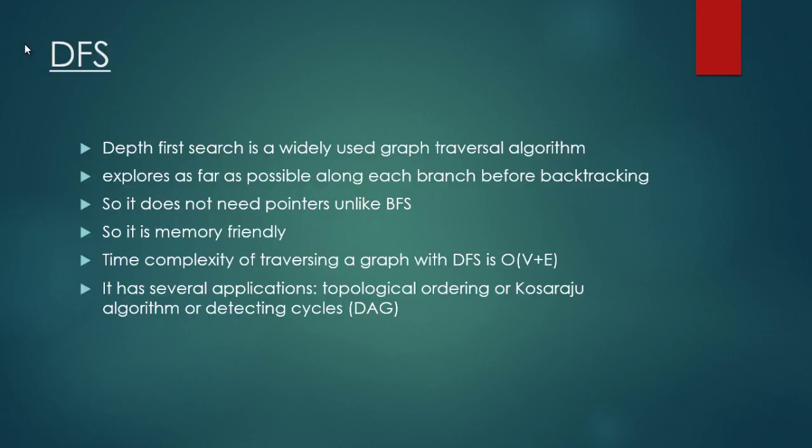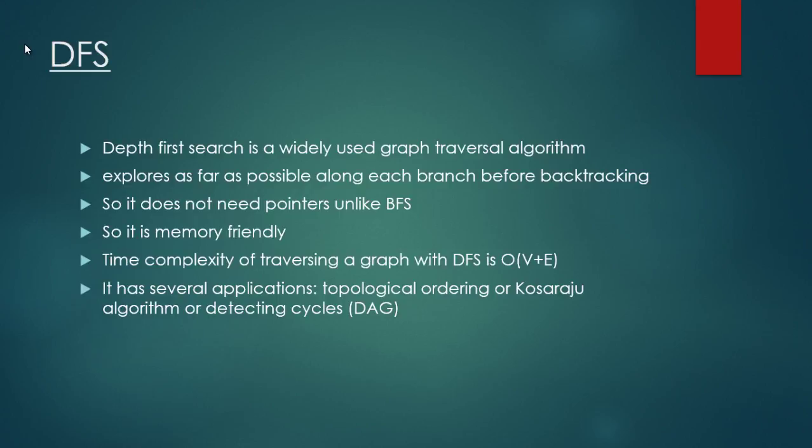Kosaraju's algorithm is very efficient, maybe not as efficient as Tarjan's algorithm. If we have a graph and it's strongly connected, which means that we can get from any vertex to any other vertex, we can detect these strongly connected components with the help of Kosaraju's algorithm.